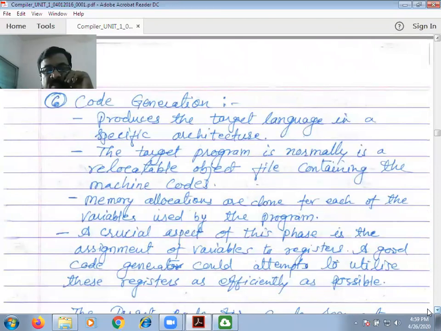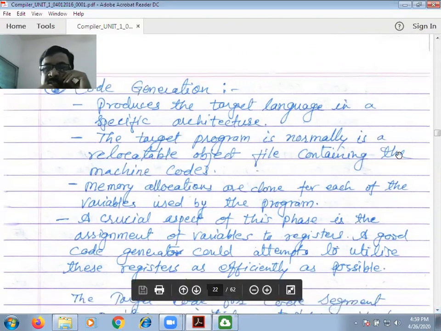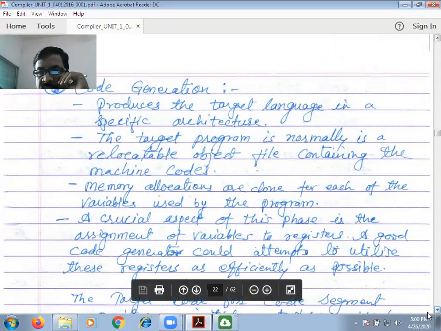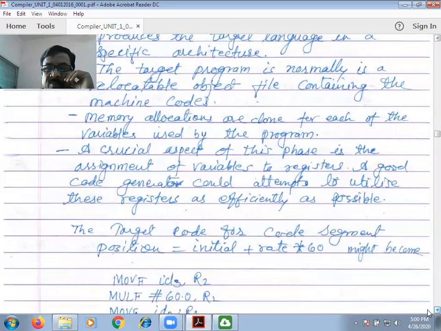And the last phase is the code generation phase. The code generation phase produces the target language in a specific architecture. The target program is normally a relocatable target code or object code containing the machine codes. Memory allocation is done for each of the variables used by the program. The crucial aspect of this phase is the assignment of variables to the registers.